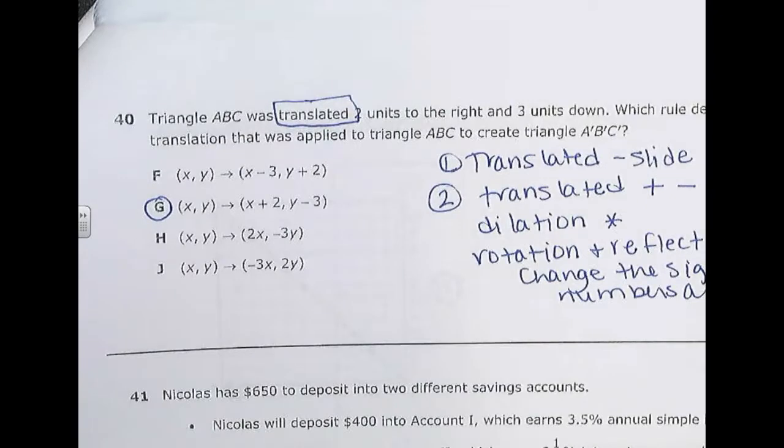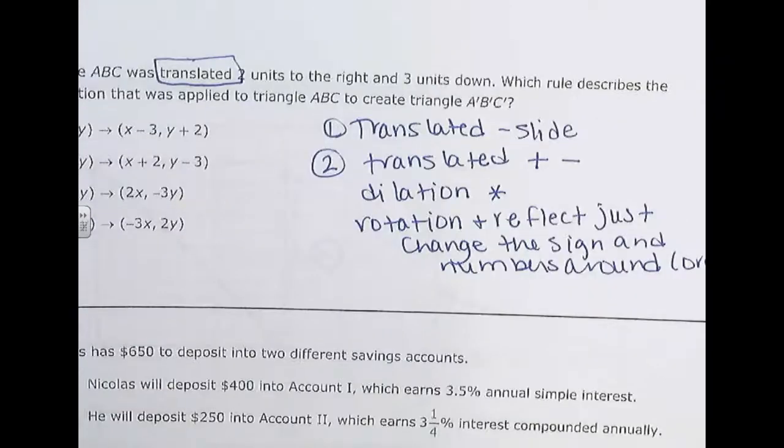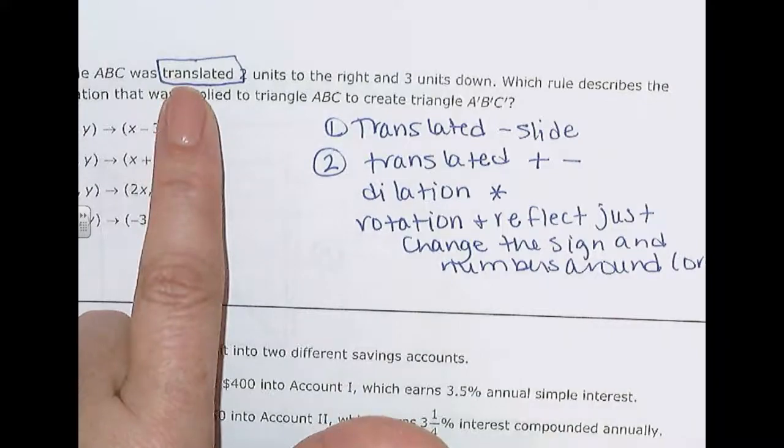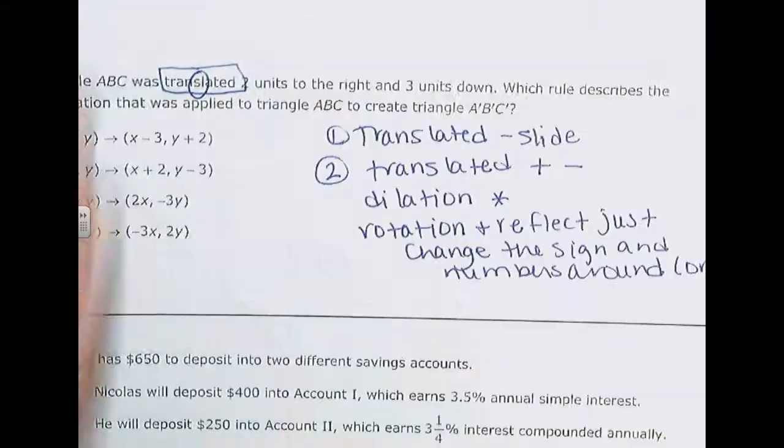It says, triangle ABC was translated 2 units to the right, 3 units down. Which rule describes this translation applied to triangle ABC? Create triangle A prime, B prime, C prime. What do you know? Well, number 1, the action word. How about translated? I think it says so right there. What does that mean to you? It better mean slide because there's an SL right there.